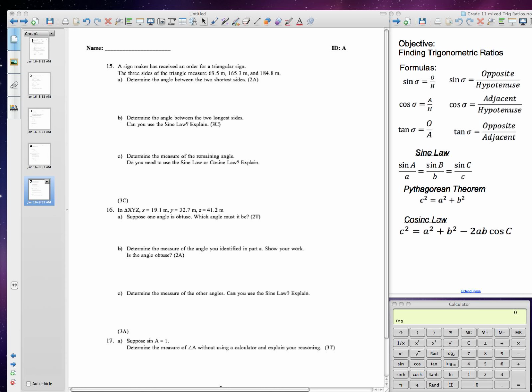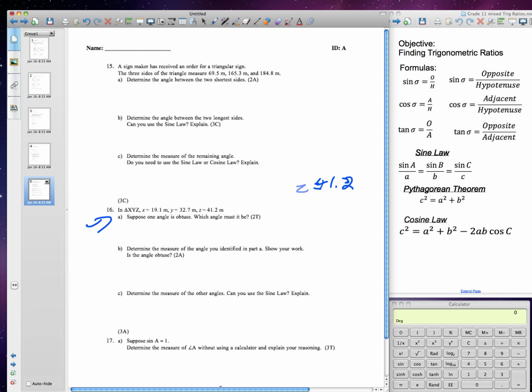Okay, so we're taking up Chapter 1 test. Question 16, they've given you the measurements of a triangle. They call the triangle XYZ. It says that side X is 19.1 meters. Side Y is 32.7. And side Z is 41.2. This is all the information they give you in the question.